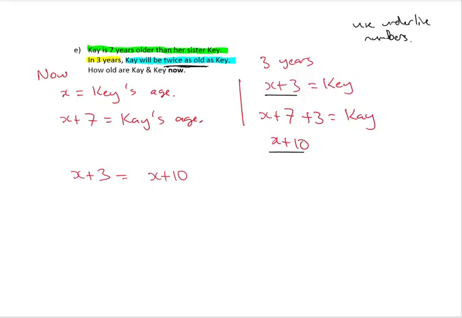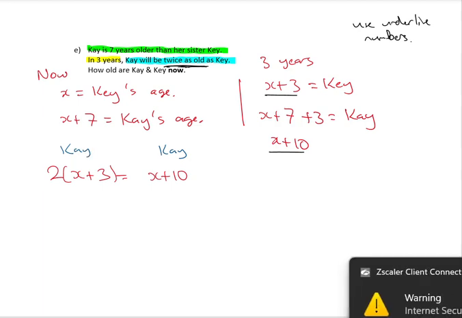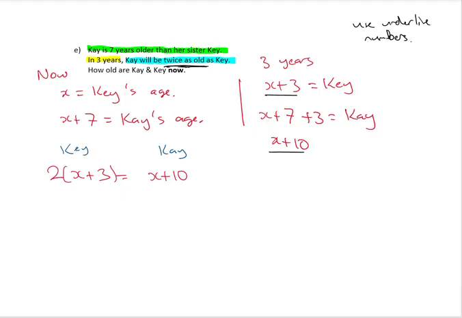This is the in-3-years'-time equation. Key is on the left-hand side, K is on the right-hand side, because it says K will be twice as old as Key. So you need to double Key's age to make sure that it will be the same as K's age in those 3 years' time. Now, you're going to just expand like normal.